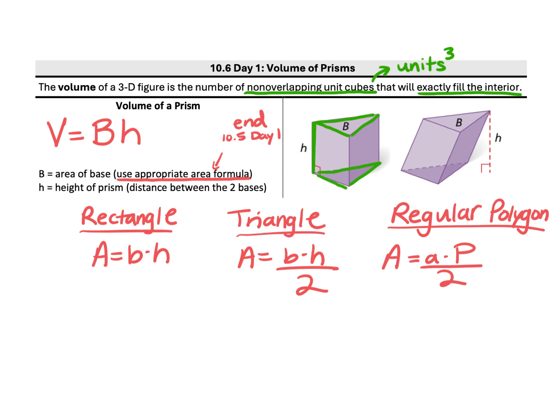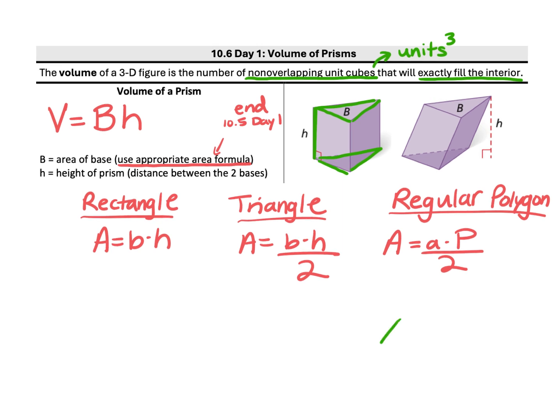But you will see some prisms where they're laying on their sides. For example, this prism right here is a triangular prism. And in this triangular prism, the height would be the distance this direction from the front to the back. So the height is always the distance between the 2 bases.